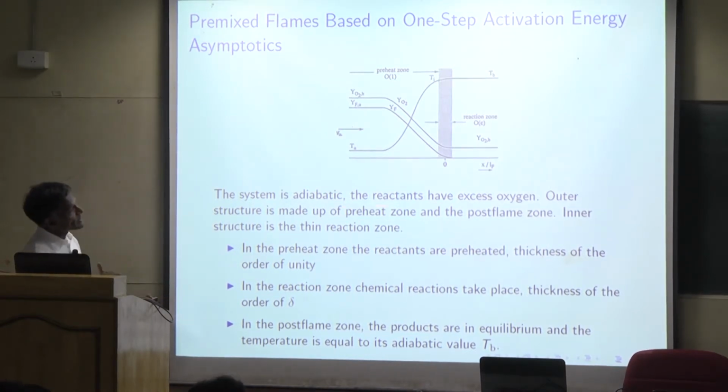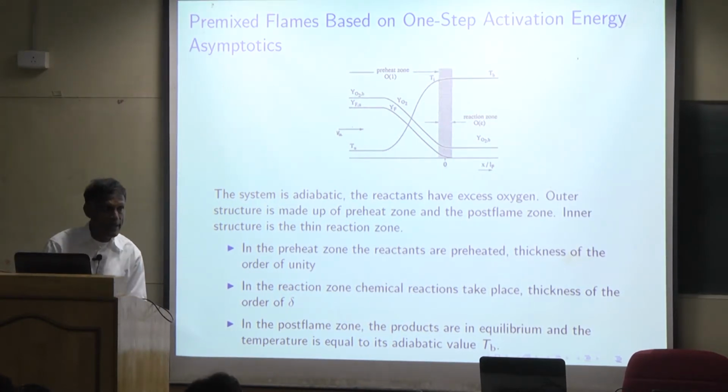Now the system is adiabatic, and the reactants have excess oxygen. Because of excess oxygen, there's leakage of oxygen through the reaction zone. There's complete consumption of the fuel. Oxygen leaks because it is in excess.